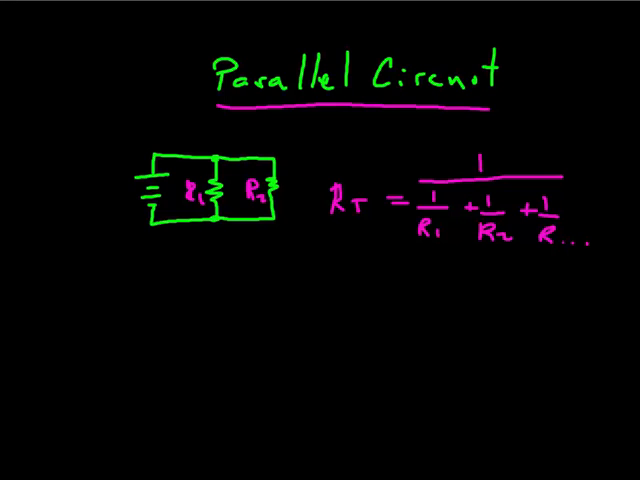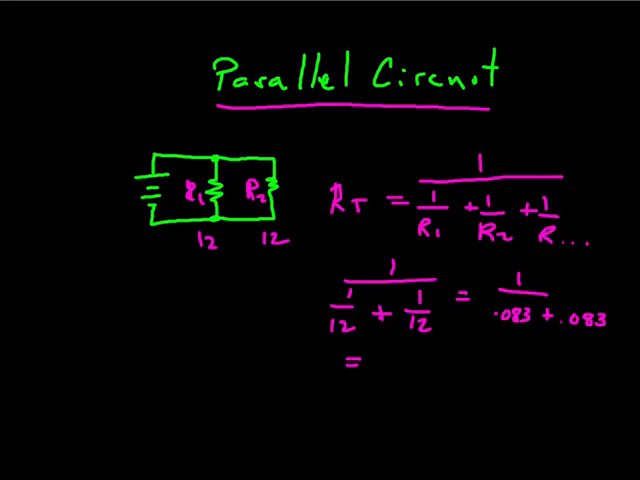So let's learn a couple basic things here. Let's just say R1 is 12 ohms and R2 is 12 ohms. So in this case, and it's not as simple, to be honest, 1 over 12 plus 1 over 12. Does that make sense to you? 1 over R1, which is 12, plus 1 over R2, this is 12. This ends up being 1 over 0.083 if you do the math, plus 0.083 ends up equaling 1 over 0.166. And I did a little bit of rounding here, but then you divide 1 by that number, and guess what you get? You get a total of 6 here.